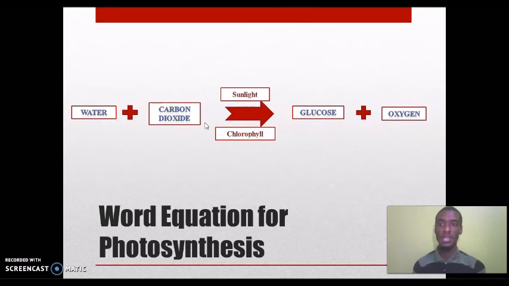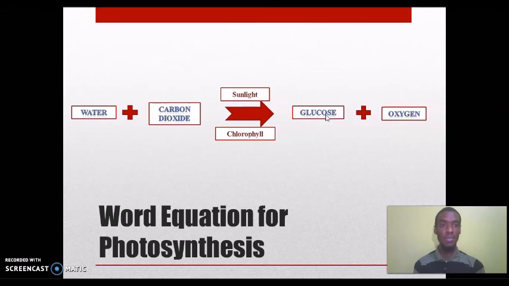So the raw materials are water, carbon dioxide, and sunlight, which is absorbed by chlorophyll, and it gives us glucose and oxygen. It is important to note that glucose is the main product that plants desire, and this is the food that plants need, glucose. Oxygen is derived by the chemical process, but it is not an intended product. Plants don't necessarily desire to create oxygen, but it is created in the process.